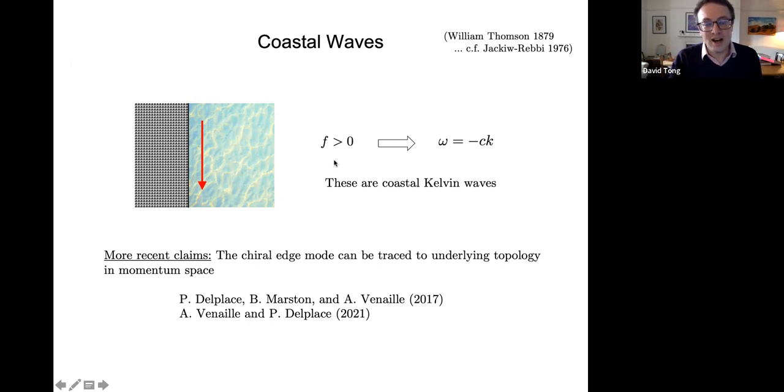These chiral modes were the reason that, as I said earlier, a few years ago, people started trying to understand if there were some topological reasons underlying these. I'm not going to go through what these people did because I think there's a slightly better way of explaining it. But here are the two papers. The first one kicked this off, Pierre Delplace and company, talking about equatorial waves. The second one, from just a couple of years ago, gave an explanation for these boundary modes, these coastal Kelvin waves, also in terms of topology.